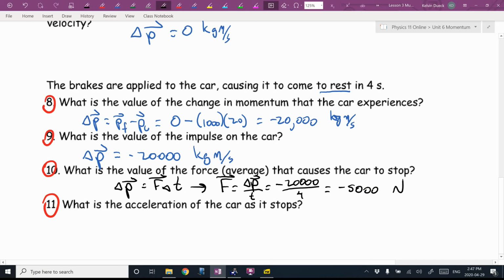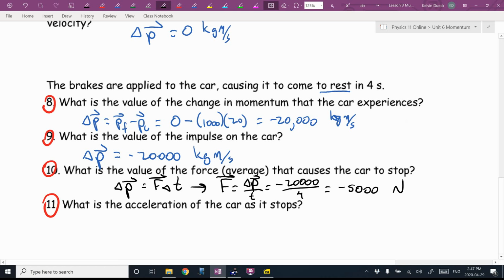5,000 newtons backwards. You could also have gone F equals ma, and you could have found A, because you know T. You could have gone A equals VF minus VI over T. VF is 0, VI is 20, T is 4, and you'll get the same, and then multiply that by the mass, and you'll get the same answer.